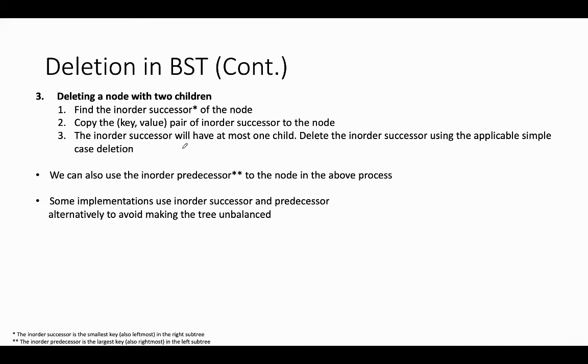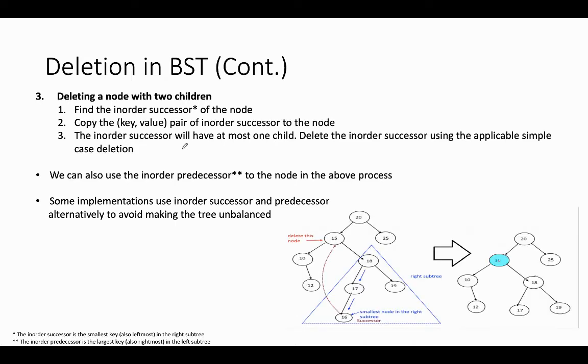See, the in-order successor cannot have two children, because if it had two children, then it could not be the leftmost node in the right subtree. So that's why the in-order successor will have either 0 or 1 children, and both of them we know how to handle using case 1 or case 2. We can do a similar exercise using the in-order predecessor also, and the in-order predecessor is the largest key in the left subtree. So we can do the exact same process using the predecessor also. So let's look at the example. So this is the example.